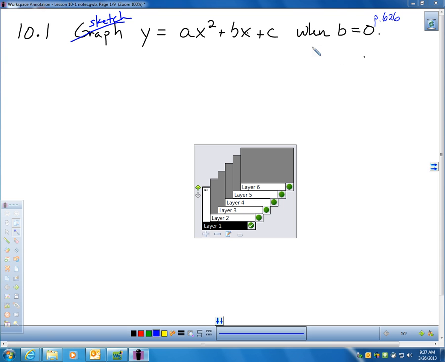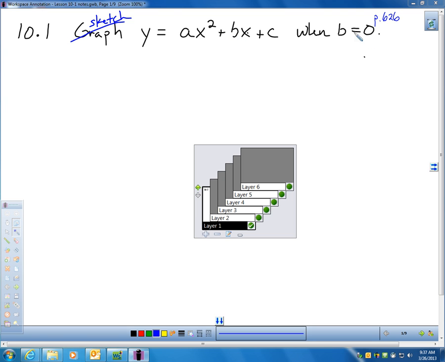The reason I want to teach it this way is if you quickly peek ahead to page 635, if you need to stop the video, look at the form of that equation. It's exactly what we have here. So I want to show you that what we're doing in section 10.1 is exactly the same thing as what we're going to be doing in section 10.2.